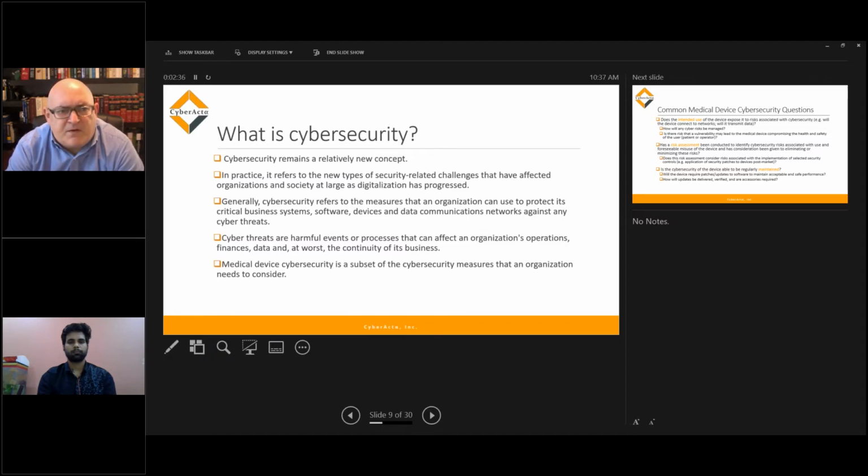But it really refers to those types of security challenges that have progressed as we become more and more reliant on software, and really is, at least in my opinion, all those measures that an organization can take to protect critical business systems, software, devices, any data communications that may be subject or vulnerable to cyber threats. And ultimately, medical device cybersecurity is just a subset of the cybersecurity measures that a medical device manufacturer needs to consider.